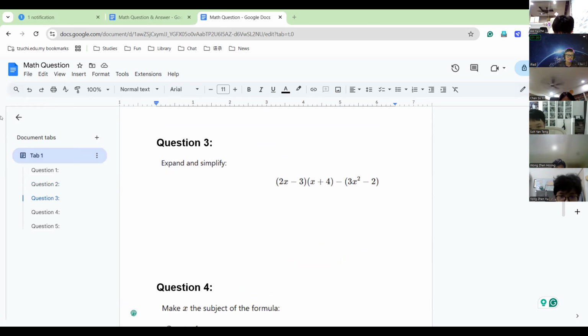About 40 seconds. Okay, expand and simplify. Alert on this minus here.